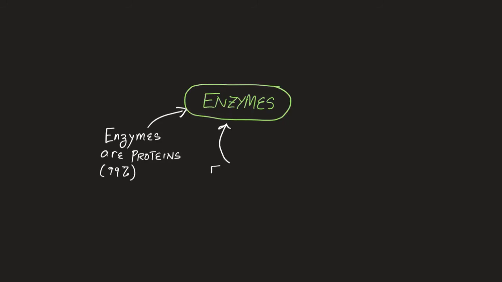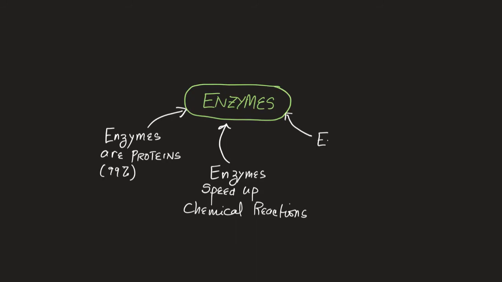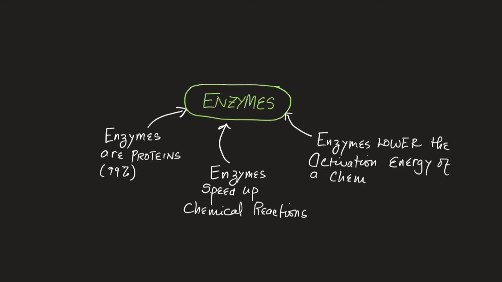Enzymes carry out their function by speeding up chemical reactions. So we say that enzymes are catalysts. A catalyst is a substance that speeds up a reaction. The enzyme achieves this by lowering the activation energy required for a chemical reaction to begin. When chemical reactions begin, they need a large amount of energy to get them started. It's an injection of energy. The enzymes lower the amount of activation energy required by a chemical reaction, and in this way, they speed up the reaction.